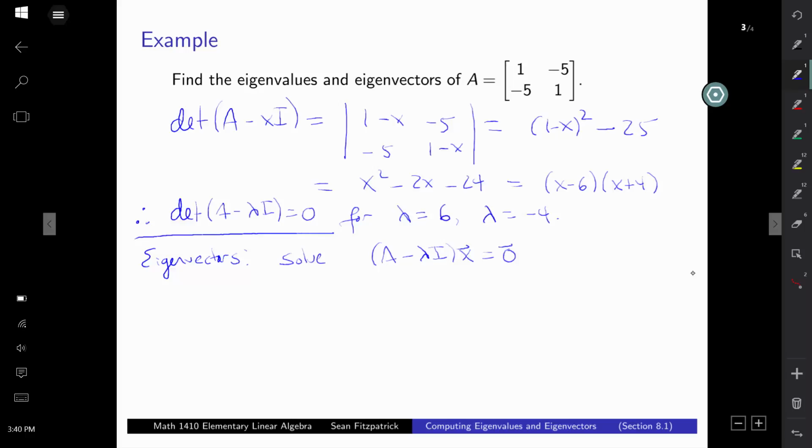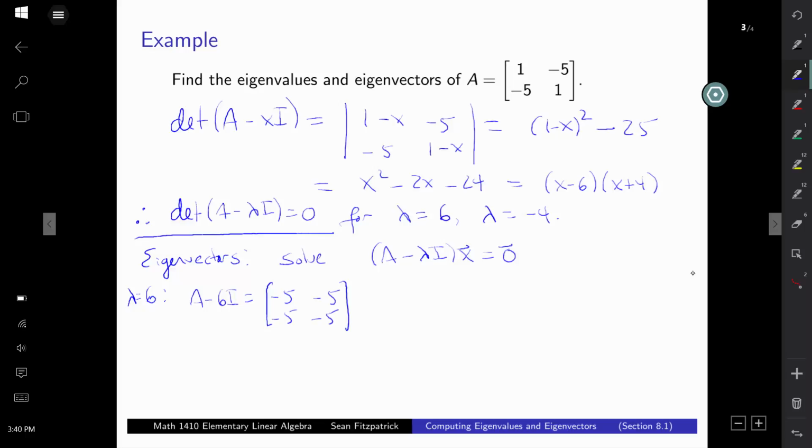So let's see. If lambda equals 6, we'd say A minus 6 times the identity is going to be minus 5, so I subtract 6's down the diagonal, and there's what I get. Remember that these values of lambda are the ones that make A minus lambda times the identity not have an inverse, so we expect to see 2 rows that are multiples of each other.